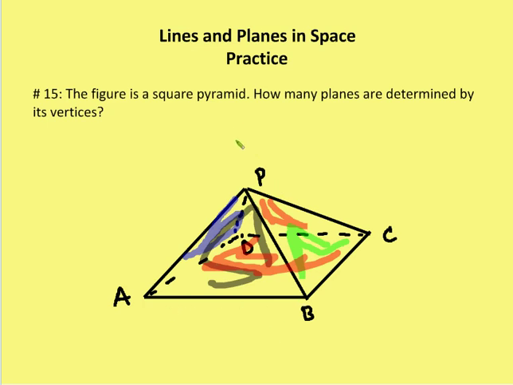So DPB cuts that square pyramid right in half, that's a plane. And then CPA is another plane that's determined by its vertices. So I've got 7 total planes determined by the vertices.